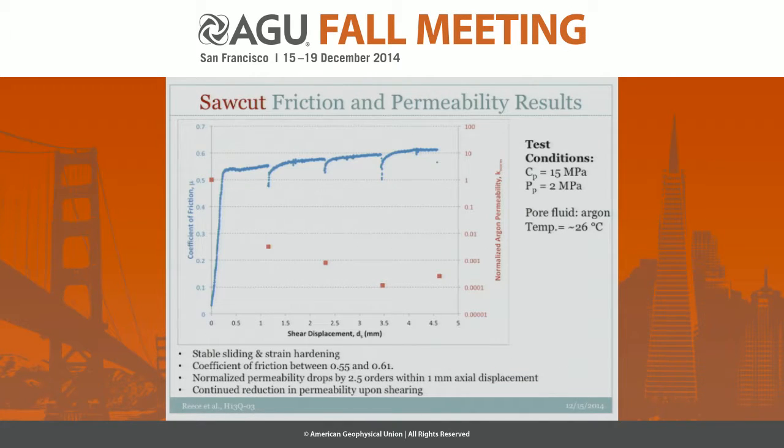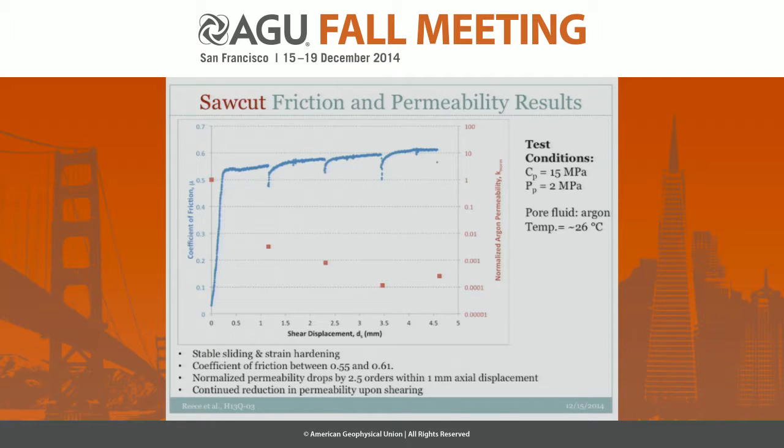This slide shows the friction and permeability results for the Sawcut sample. We're looking here in blue at the coefficient of friction versus shear displacement, and in red the dots are the permeability measurements. So you can see that the Sawcut results indicate a stable sliding behavior. Initially the frictional strength rises rapidly, and then it approaches a constant value after about 0.35 millimeters, and then the frictional strength converts into a linear strain hardening behavior.